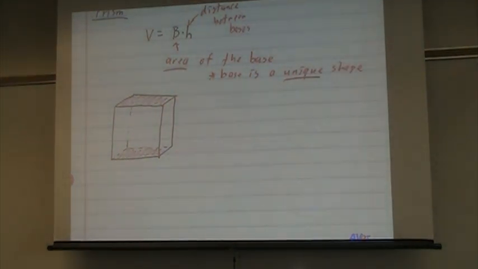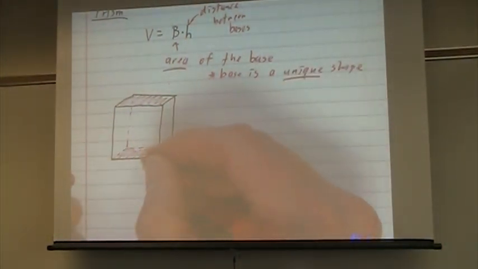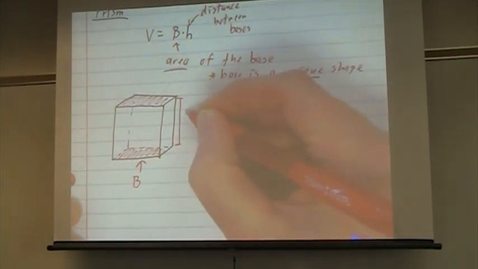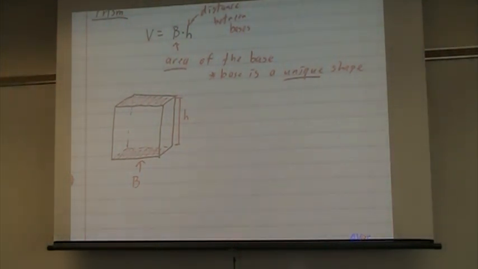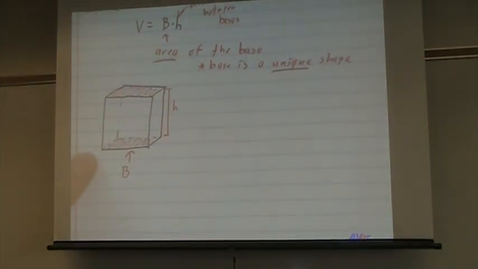That's what makes a prism: whatever shape you got, it's got to match on the other side. So that is a big B. And the distance between your bases is your height. You might also remember the formula length times width times height. That would work for a box or a rectangular prism, what we call this guy here.